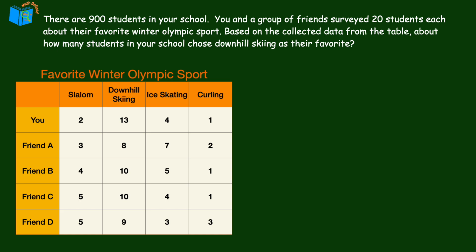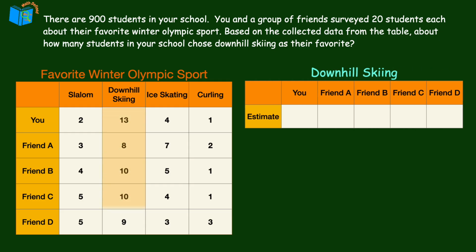Out of the 4 choices, we're most interested in finding an estimate for how many students in your school chose downhill skiing as their favorite Winter Olympic sport. 13 students told you that downhill skiing was their favorite. We'll write that number as a fraction out of 20, representing the 13 out of 20 students you surveyed. Then we'll convert the fraction into a decimal using division. 13 divided by 20 is 0.65 or 65%. So from your sample, we can estimate that 65% of the 900 students in your school chose downhill skiing.